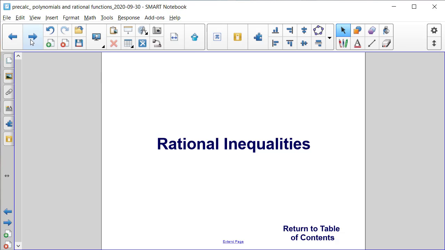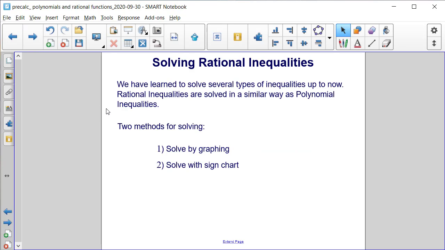Rational inequalities. We've learned how to solve several different types of inequalities. Rational inequalities are similar to solving polynomial inequalities. So we have two methods. We can solve by graphing or we can solve with a sign chart. And we're going to go through both types.